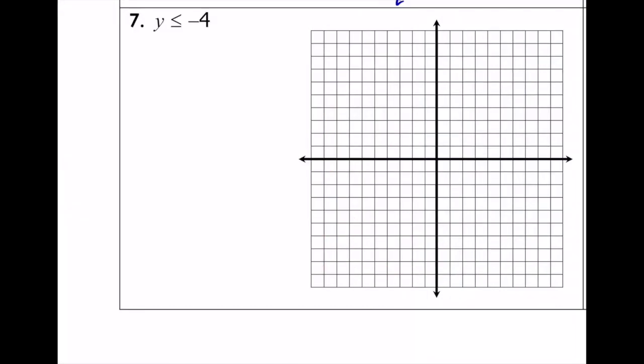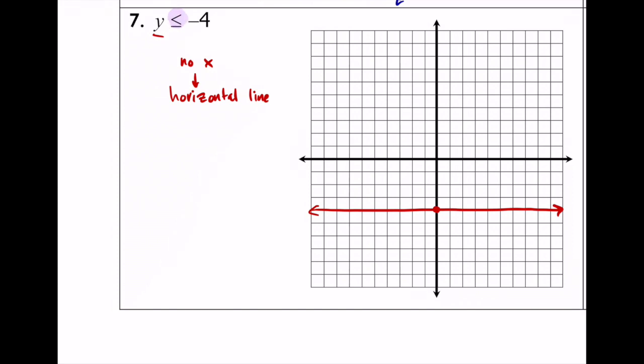For question 7, I want you to notice that this inequality looks different than the ones we've been working with so far. We have a y, but there's no x. So in this case, we are going to end up having a horizontal line. If there's no x, that means we have a horizontal line. So let's graph this. I want to put a dot at y equals negative 4. And I'm going to put my horizontal line here. So it's always going to be this way.